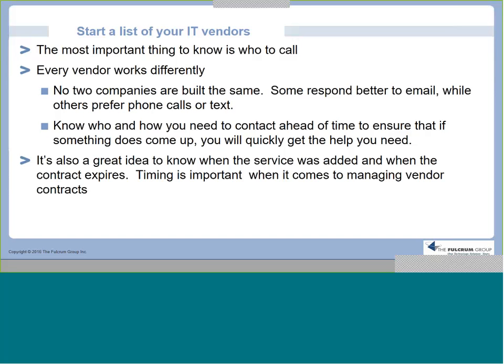It's also a good idea to know your contract obligations, or what their contractual obligations are to you. Understand when you started service, when it expires, when the renewal is, and what the window for renewal is. Timing is everything, especially when it comes to moves or service upgrades or whatever the case may be.